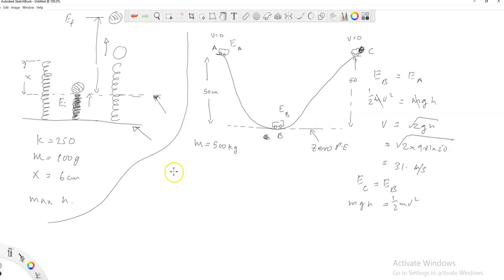We're going to say there is friction. The track has friction, right? So we're going to make some modifications. This track will have friction. Because of friction, it's going to lose some energy. On the way down, it's losing energy. On the way up, it's losing energy.